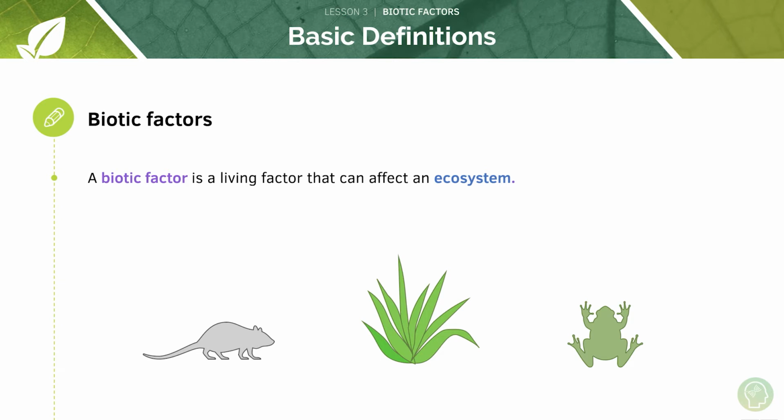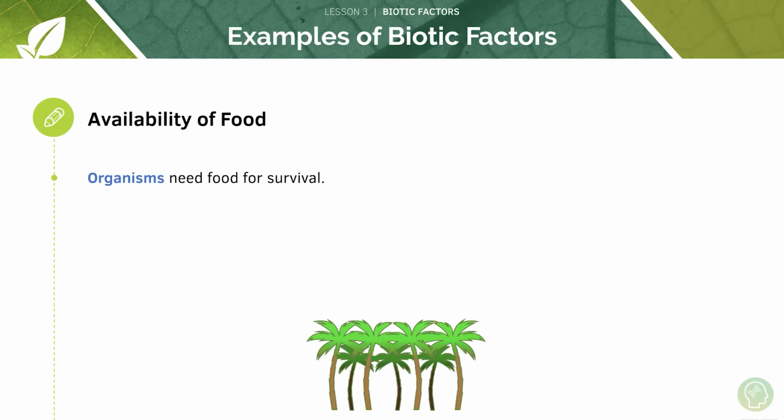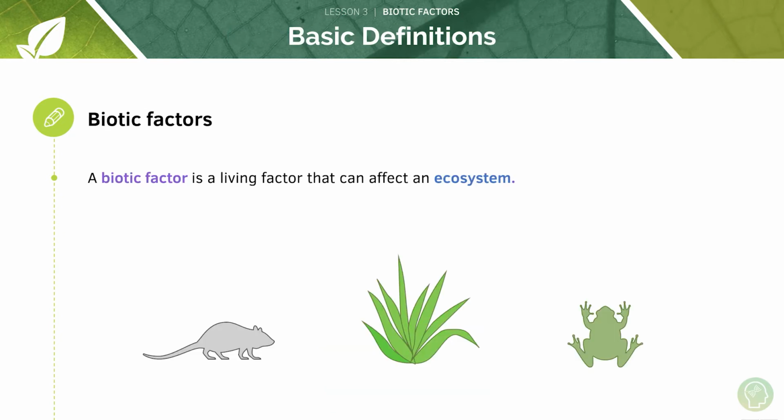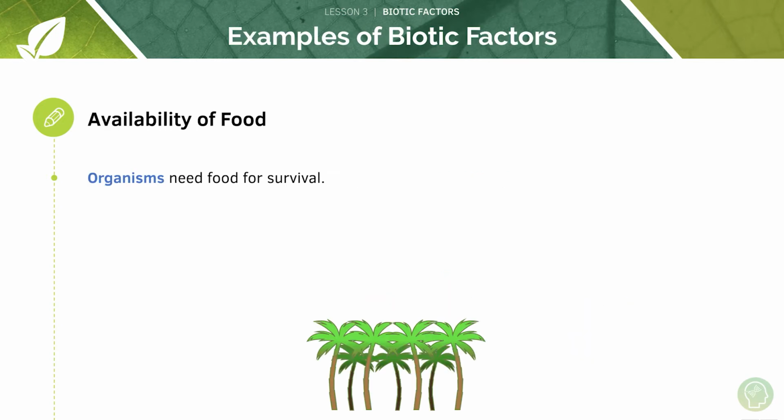So a biotic factor is a living factor that can affect an organism. So any living factor that can affect an organism, whereas we've seen that abiotic factors are non-living factors, such as rocks. So here we can see mice, plants and frogs are examples of biotic factors.